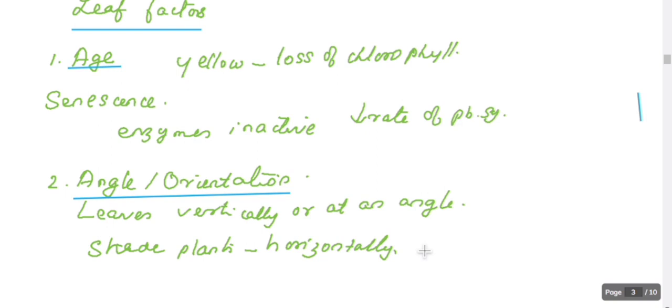The second genetic factor is angle, and third is orientation. They are more or less similar. That is, leaves are vertically placed, or placed at an angle from the stem, in highly exposed plants. Whereas if it is a shade plant, living under the canopy or in shade, their leaves will be placed horizontally in order to get maximum sunlight. So these are all the points that we have to learn about photosynthesis.